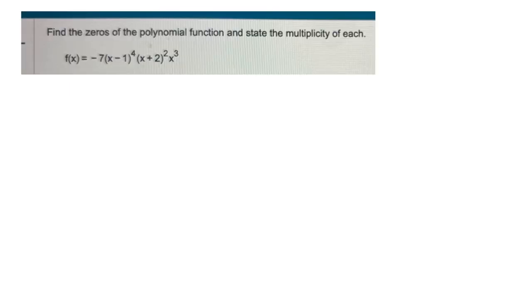Here's another question. Find the zeros of this polynomial and state multiplicity. Now here, this is already in factored form. So if it's in factored form, let me set this equal to 0. So 0 is equal to negative 7 times x minus 1 to the fourth times x plus 2 squared times x cubed. Okay, so I can go and I can set each one of these factors equal to 0.